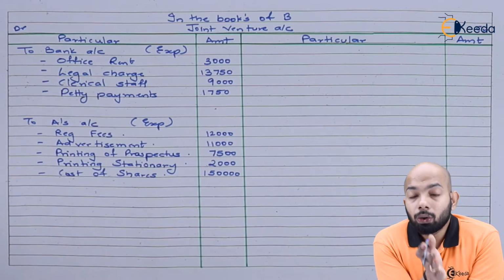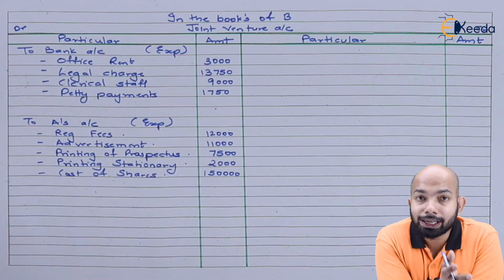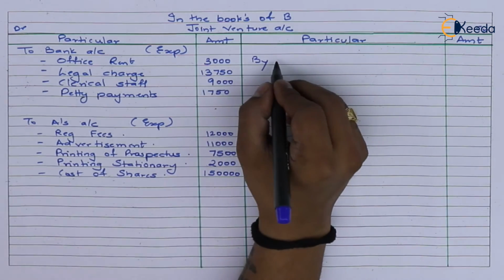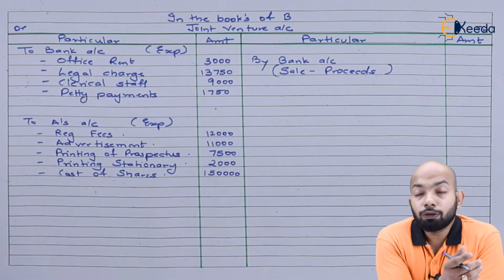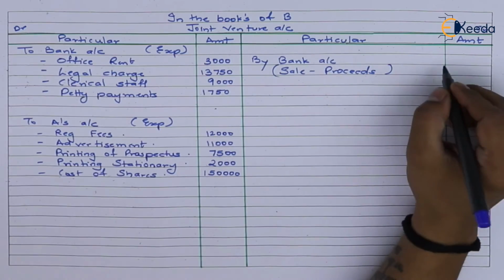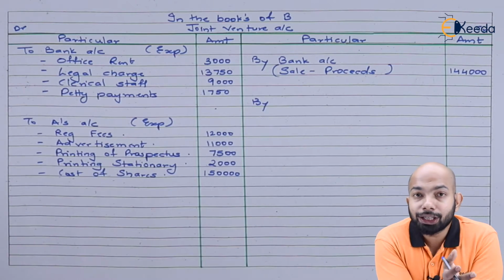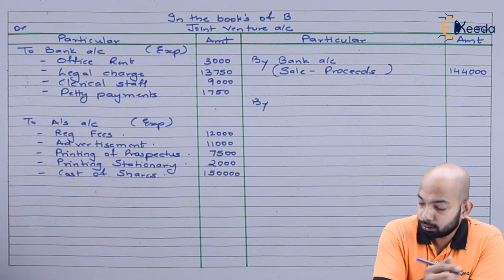Now the next part will be on the credit side, where we will mention the sale proceeds. That means the sale done by B for 12,000 and the sale done by A for 15,000 shares. So the first item that we'll be mentioning on the credit side is the sale proceeds of B, that is 1,44,000. And the second entry that we'll be mentioning there is the sale entry of A, that is by A's account itself.